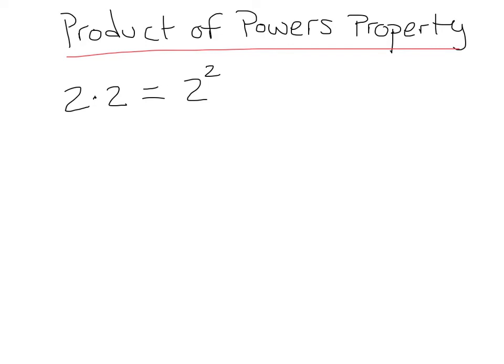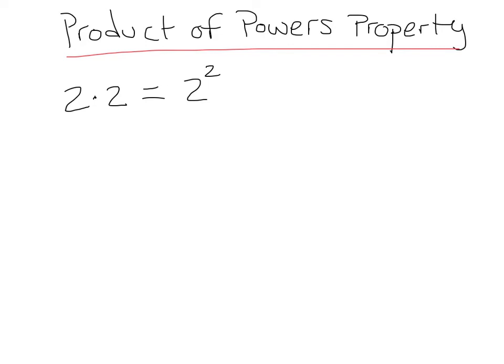Let's talk about the product of powers property. But before we actually introduce the property, I want to talk about a couple of things. Let's think about what 2 times 2 can be represented as. It can be represented as 2 to the second power because you have a repeated multiplication of the same factor.